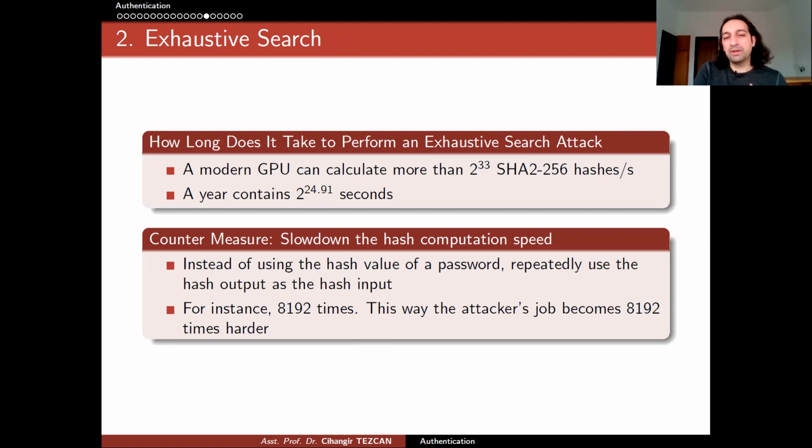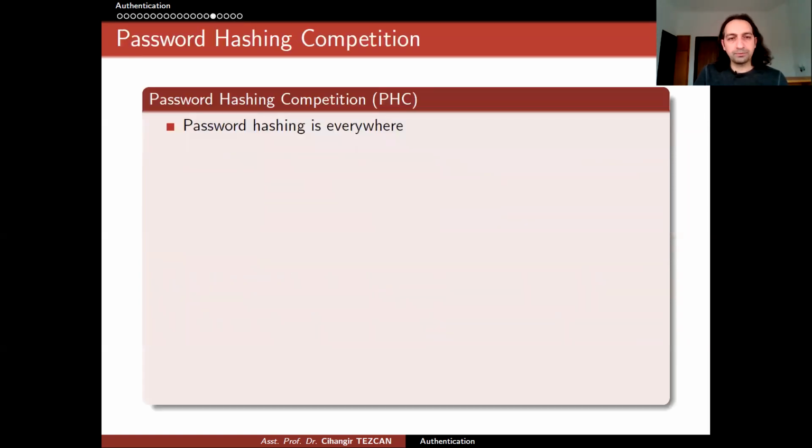But if the computation of the hash takes microseconds, slowing this down 8,000 times is not much of a problem. You can still log into the web page in a very fast way. But this way, the attacker's job becomes 8,000 times harder, because now they have to perform this operation 8,000 more times for every password. So choosing this number actually gives you more security, and this number should be increased in the following years because computational power increases all the time.